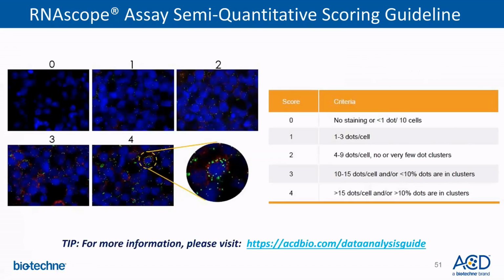We will now look at how to quantify the RNAscope assay. A semi-quantitative scoring guideline can be used for quantification of the RNAscope assay, wherein you can give a score from 0 to 4, where 0 would be no staining or less than 1 dot per 10 cells, and then sequentially increasing to a score of 4, which would be more than 15 dots per cell, and greater than 10% of the dots are in clusters. For more information on data analysis, please visit our hyperlink shown at the bottom of the slide to get the data analysis guide.